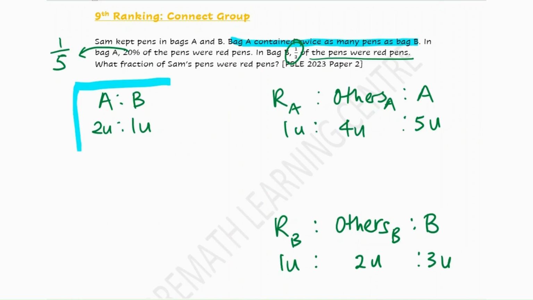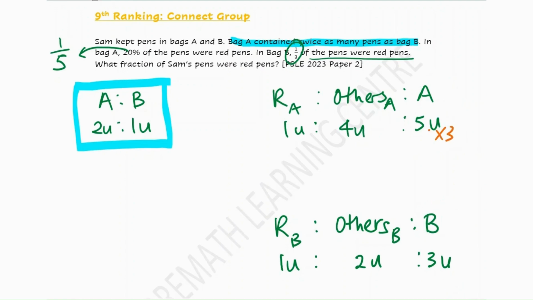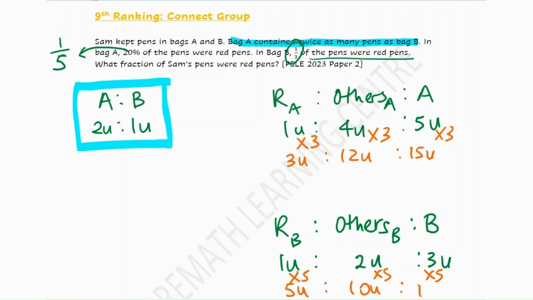Since we know that A is twice of B, we're going to multiply the A and the B such that A's units will become twice of B's units. So we will start by making A and B the same. So I'm going to multiply this by 3 throughout and this one by 5. So this gives us 3 units is to 12 units is to 15 units. And this one will be 5 units to 10 units to 15 units.